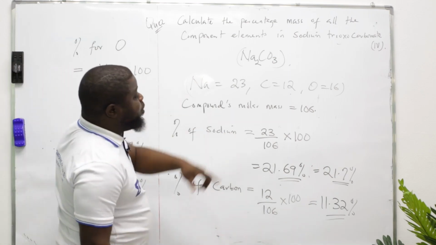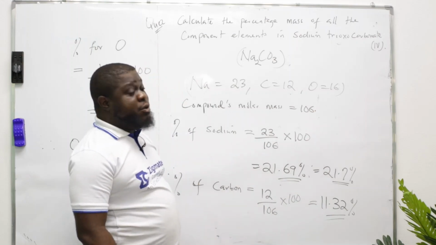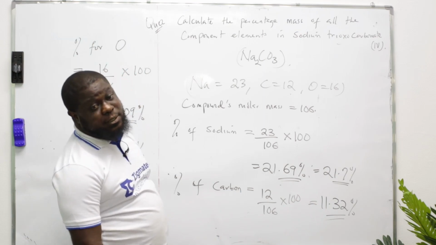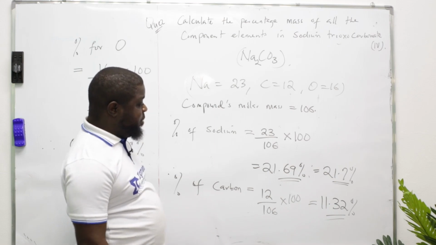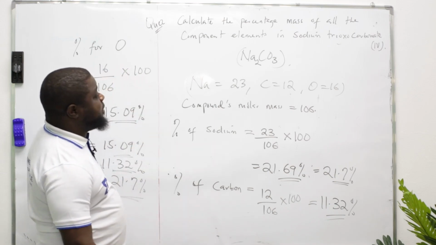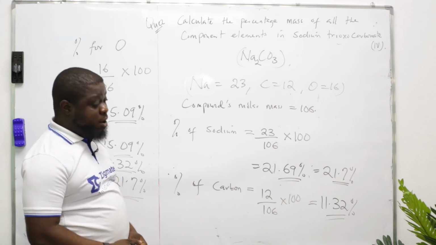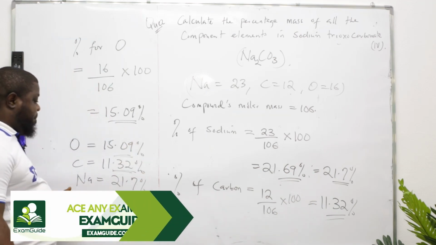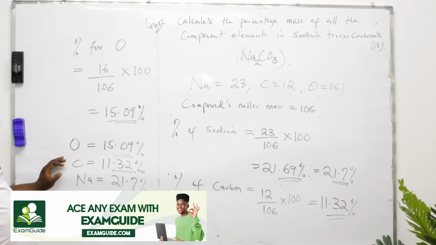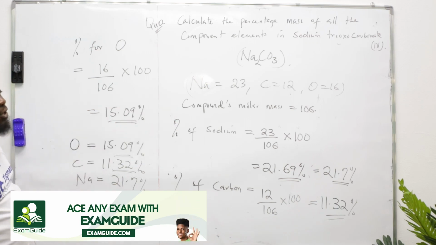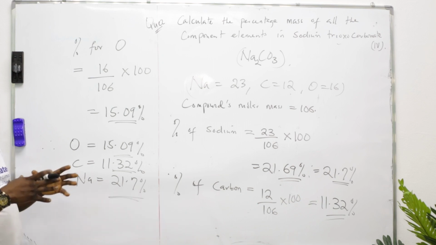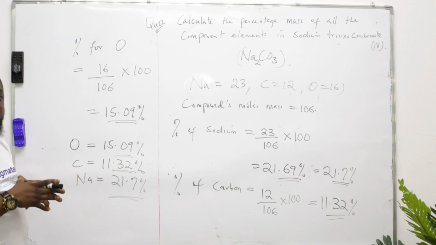Remember, we said the compound molar mass is 106. And the rule says divide every single mass number of the element by the compound molar mass, then multiply the result by 100. This is how you calculate percentage mass of elements in a compound. You divide the mass of the element in 1 mole of the compound by the compound's molar mass. As you can see, we first of all added all the elements in the compound to make up the molar mass of the compound.